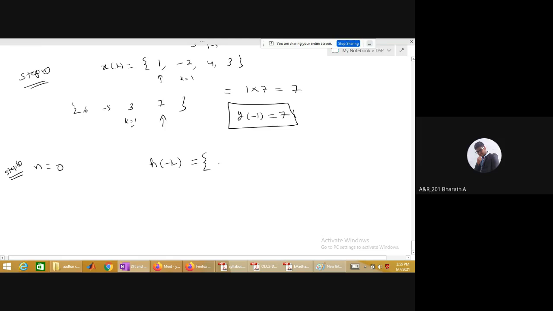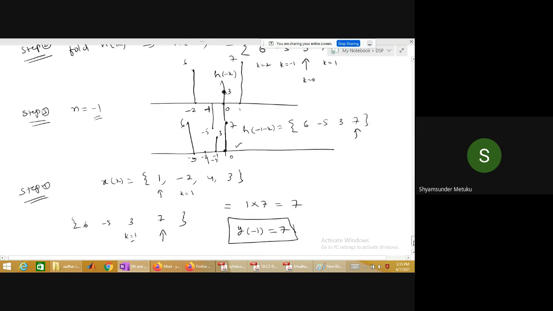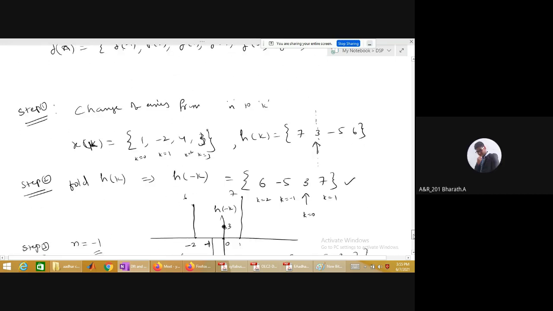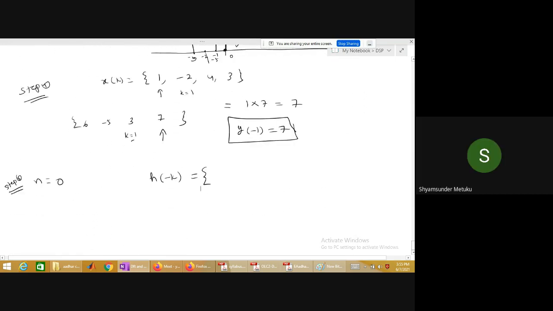So here we have to take the first one or the updated one. I'll tell you, the first one only, h of minus k. The updated one is -1 minus k. It is 6, -5, 3, 7. Yes sir. This is my arrow, correct? So according to h of n minus k, where n equal to 0, I'll get minus k again. Same or not? Same. No change: 6, -5, 3, 7. The arrow remains in the 3 position.